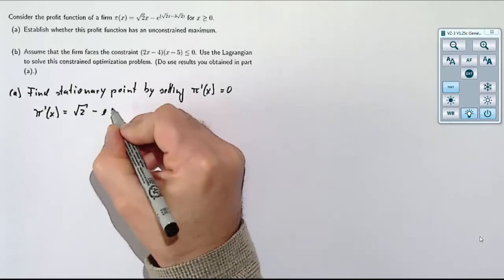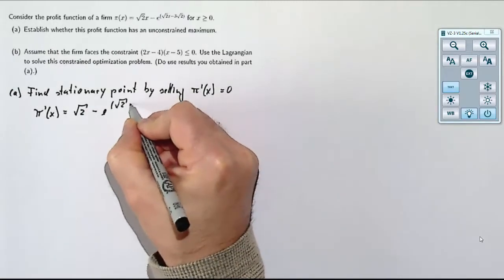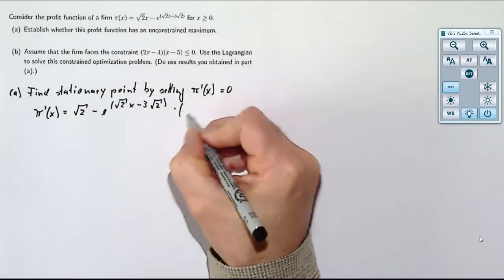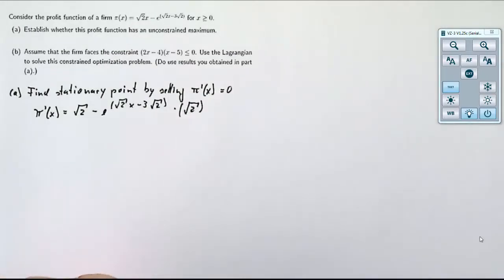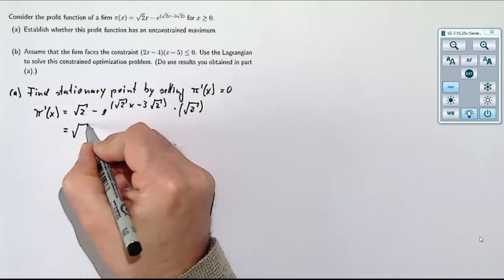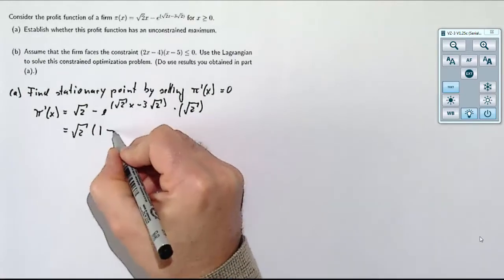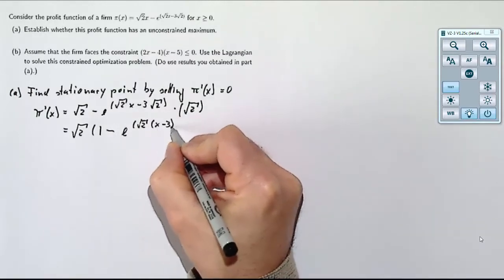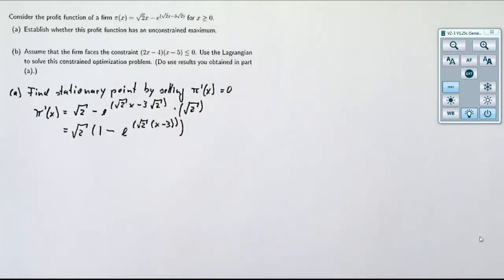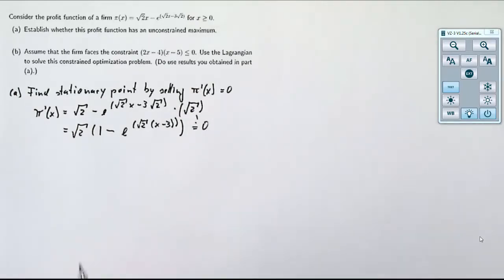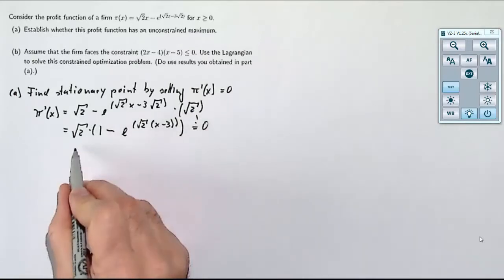So let's find the first derivative. The first summand's derivative is just a factor, square root of 2. Then we have the exponential function, it's replicated, and then using the chain rule times the inner derivative, which is just square root of 2. We can slightly simplify this for the purpose that's coming up. We just factor out the square root of 2, and this we want to set to 0.